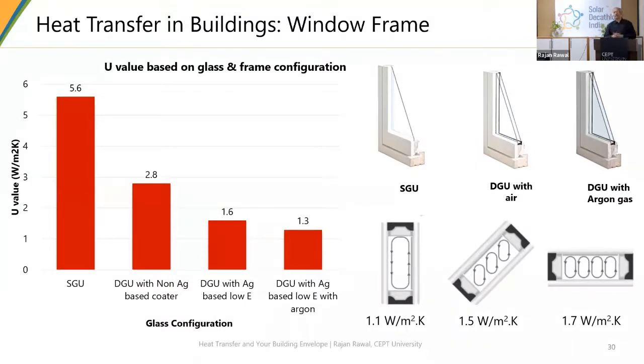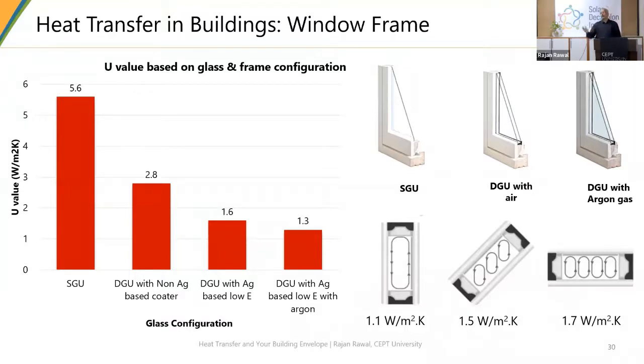On the left side you see a single glazed window, and the U value you can achieve is about 5 or 6. But when you start making double glazed windows, with argon filling, without argon filling, with the low emissivity glass, which is spectrally selective, your U value will start coming down.